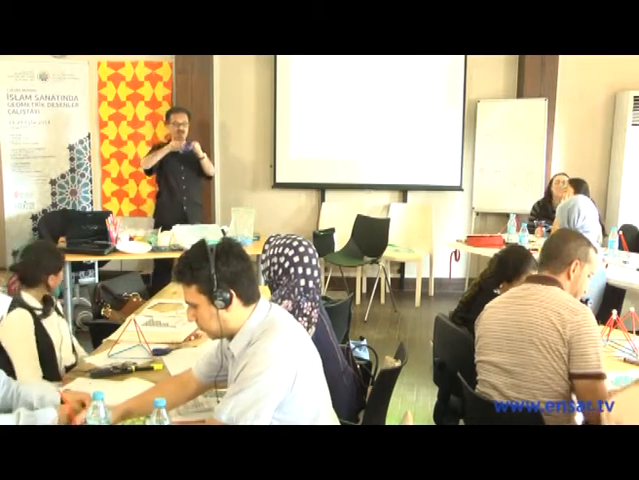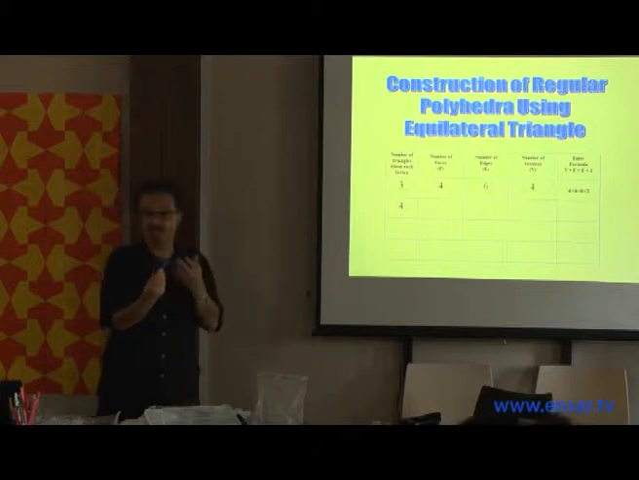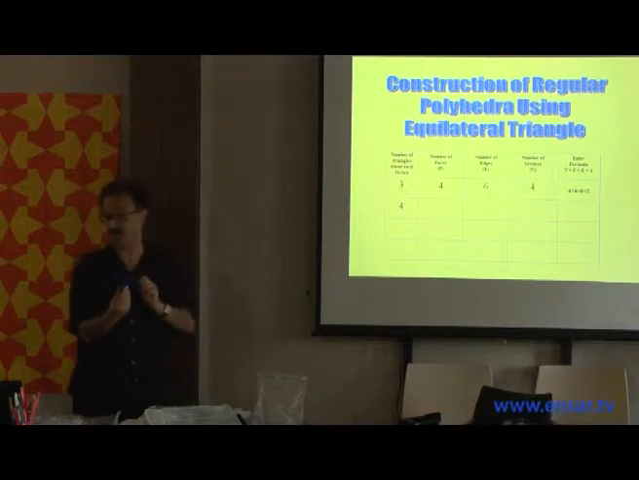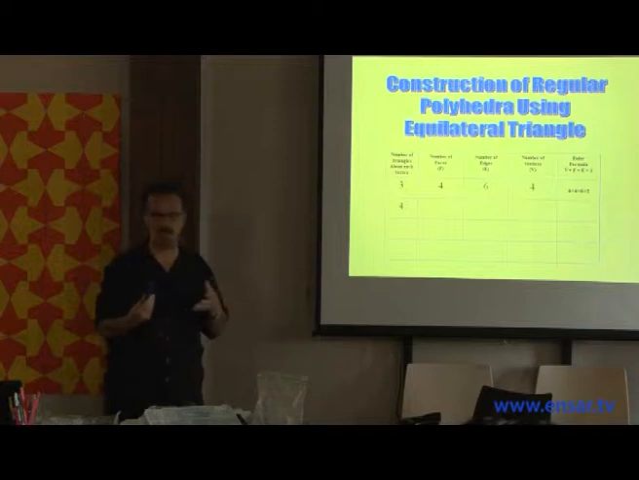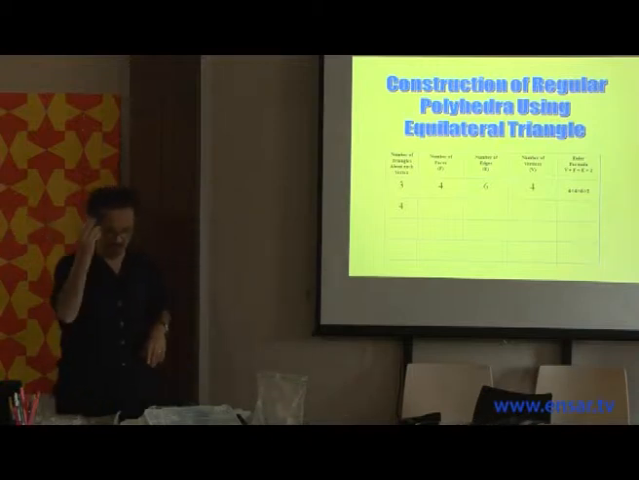Then we have 4 faces here and 4 faces there. Then we have 8 faces, right? We call it an octahedron. Octa means 8, like octopus, right? So this is what we do.